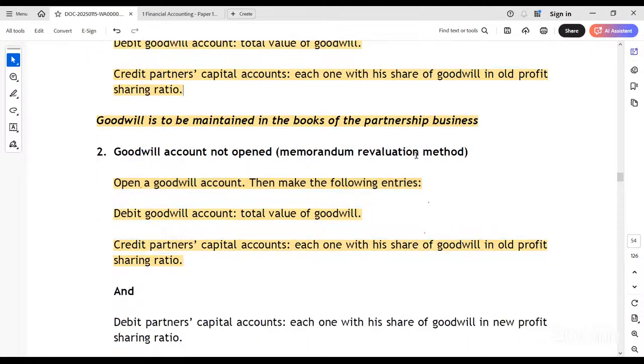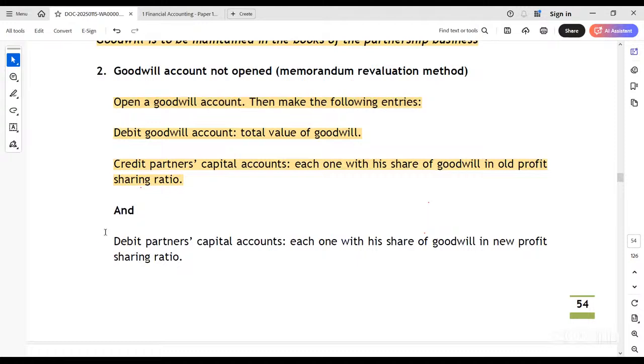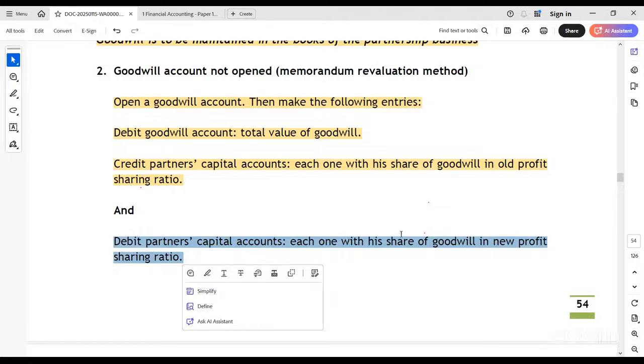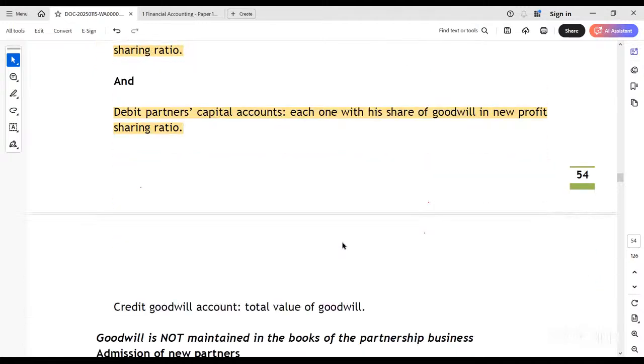But now under the memorandum revaluation method, the goodwill has to be eliminated, or it has to be written off. How do you write it off? You debit the partners' capital accounts, each one with his share of goodwill in the new ratios. So as we are writing it off, we use the new ratios. Then as we are sharing it, we use the old ratios. To write it off, you will be debiting the partners' capital accounts, each one with his share of goodwill in the new profit sharing ratios. And then you credit the goodwill account with the total value of goodwill.